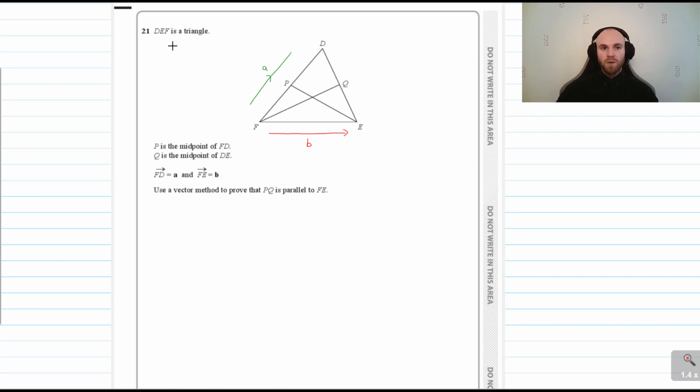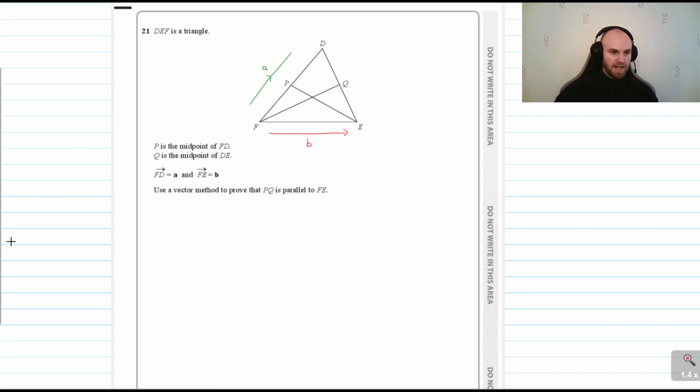Okay, so question 21. DEF is a triangle, so we have DEF. P is the midpoint of FD, right here. Q is the midpoint of DE, right here. FD equals vector A, which I've just put in there, this green one. FE equals vector B, which I've just put in here. Use a vector method to prove that PQ is parallel to FE.